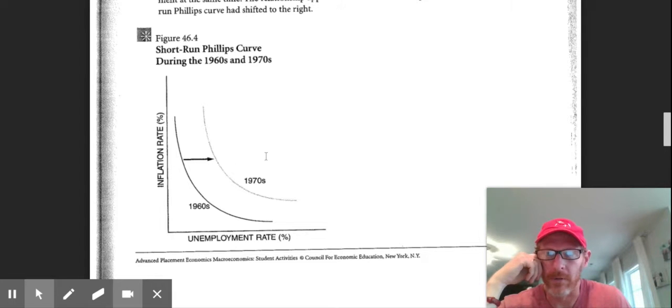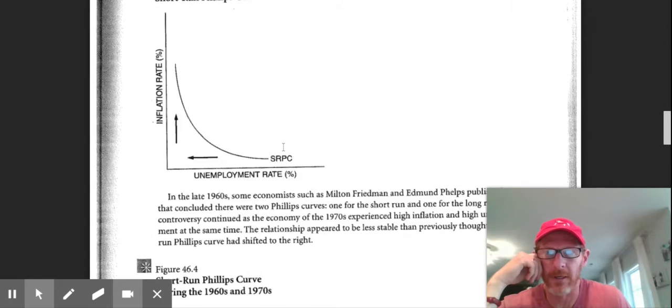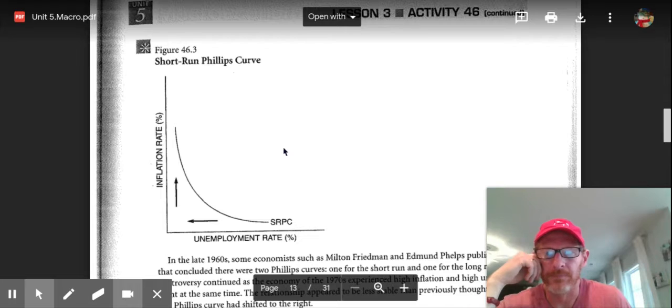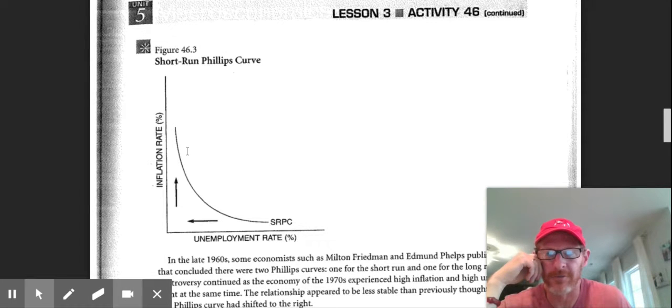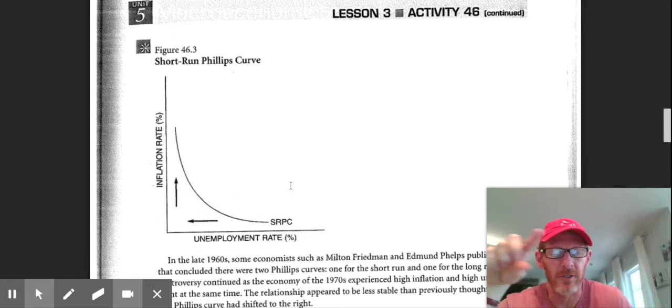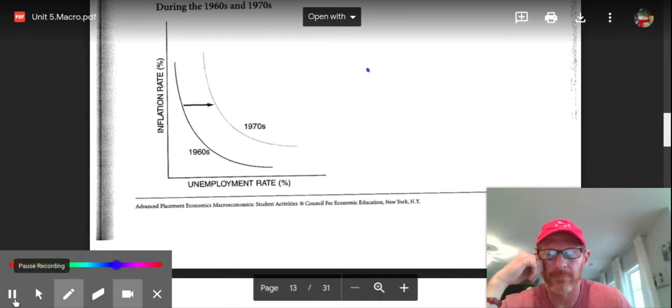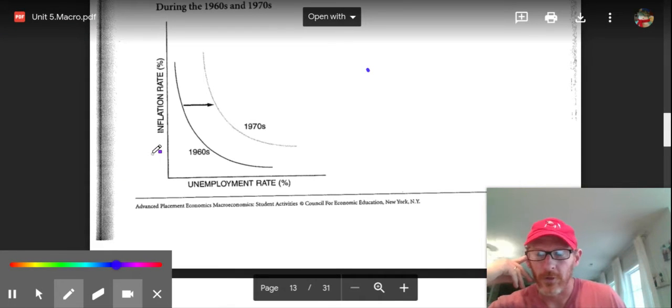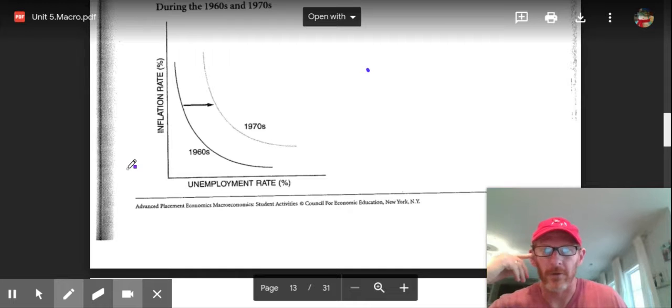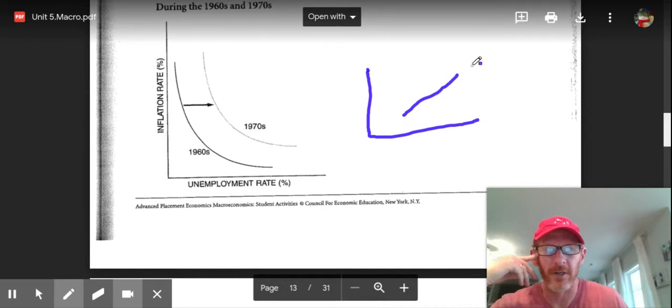So again, to recap, on the short run Phillips curve, anytime we're moving along the curve, that's a shift in aggregate demand. But the shift in aggregate supply goes in the opposite direction, right? Now you can see that when we have a SRAS curve, right?